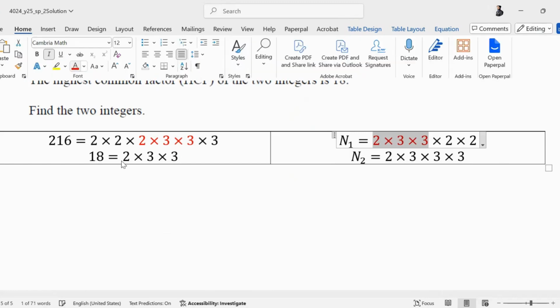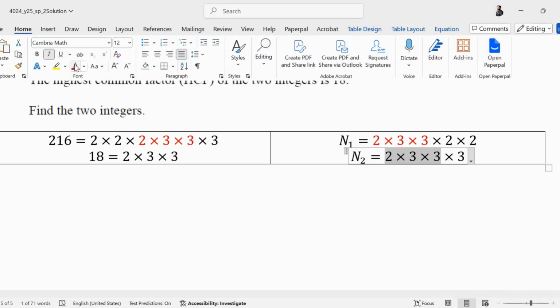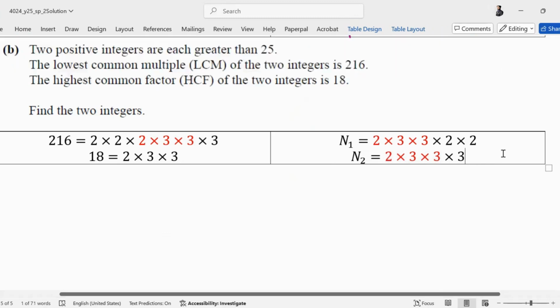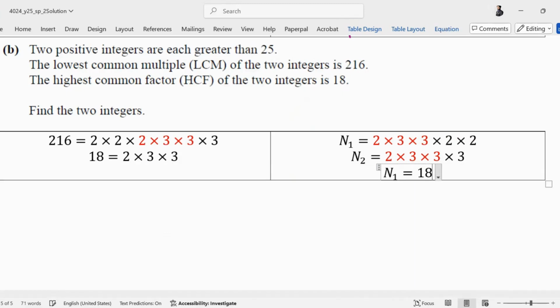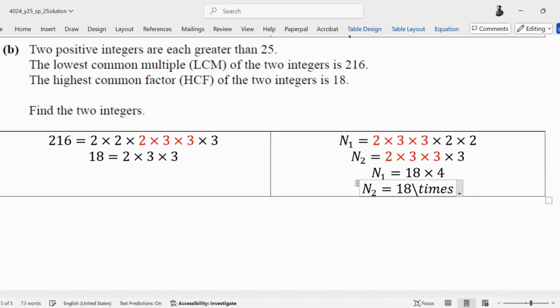And I could not have also said that both the twos and the threes belong to one of the integers, or else both the integers would not have been able to become more than 18. So both have to be greater than 25, sorry, and need to have a highest common factor of 18. So if I said that in one number 2, 2 and 3 all three exist, the other number would not have been able to become greater than 25. So I know 18 is there, so n1 is 18 into 4, and the other integer n2 is 18 into 3.